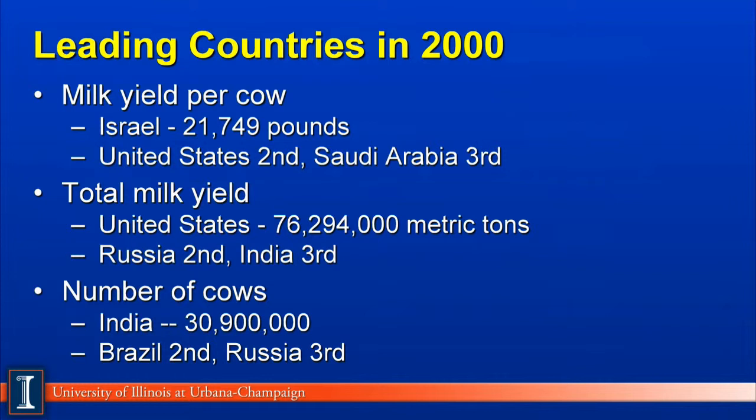And you can see the U.S. is second, Saudi Arabia is third. In total milk yield as a country, the United States is first, with somewhere around 77 million metric tons being produced. You can see Russia and India are third. Now, in terms of total animals or cows, India, as we mentioned earlier, is the big winner with nearly 31 million animals in their country. Brazil is second and Russia is third, and China is rapidly entering this picture because China is trying to increase milk production very aggressively in the world.